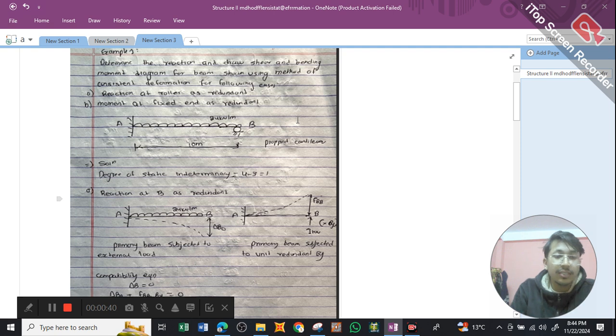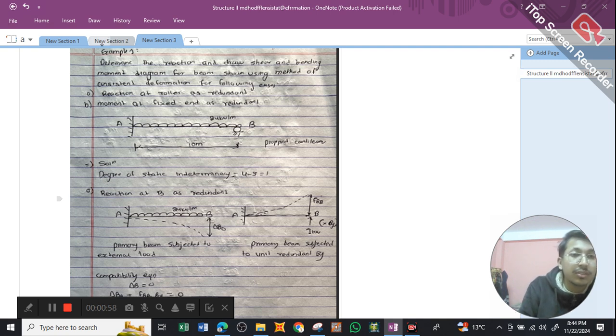So firstly, let's talk about our example 1. In our previous video we talked about method of consistent deformation. If you don't know the basics regarding method of consistent deformation, you can check out that video. In this video we are going to solve this indeterminate beam by means of consistent deformation.